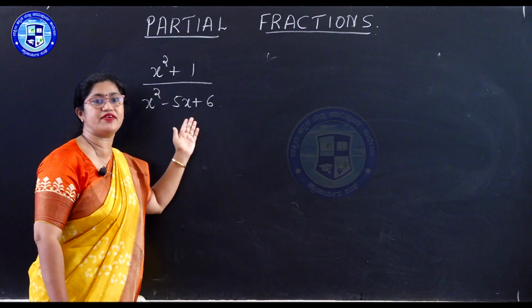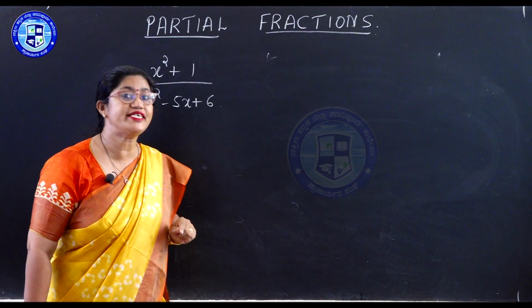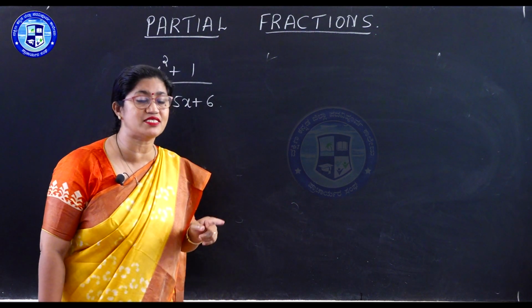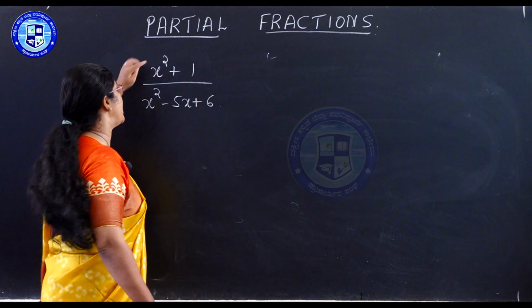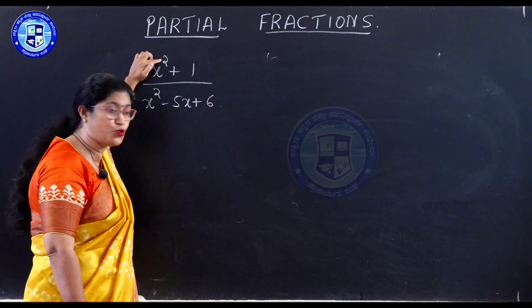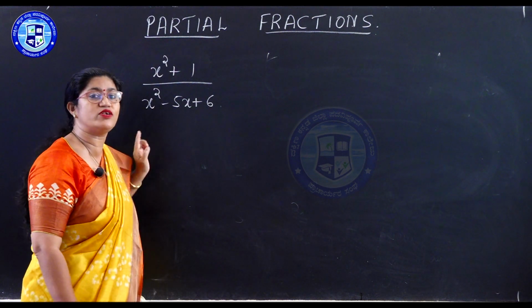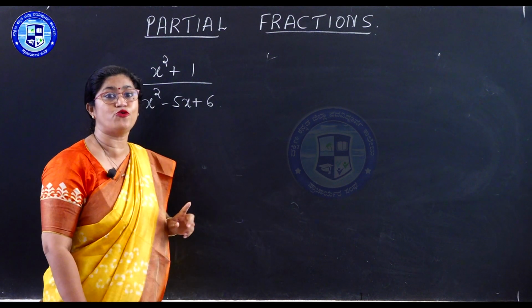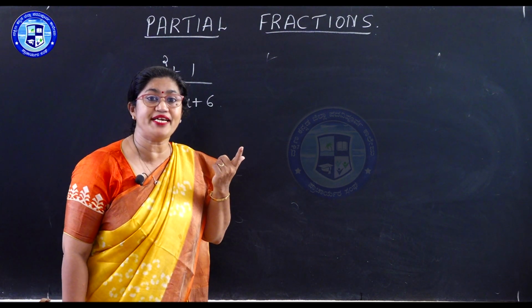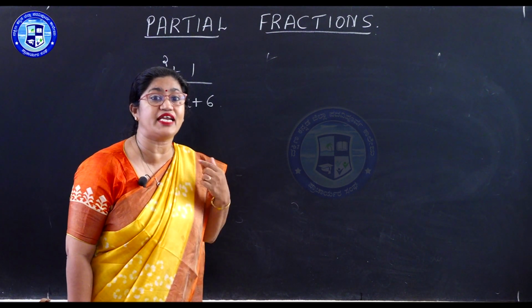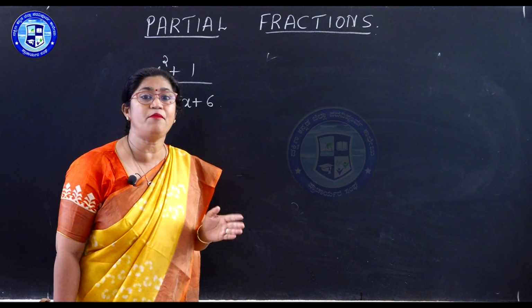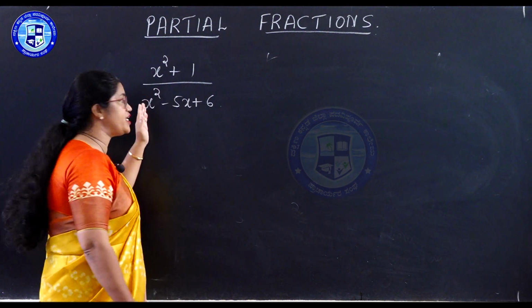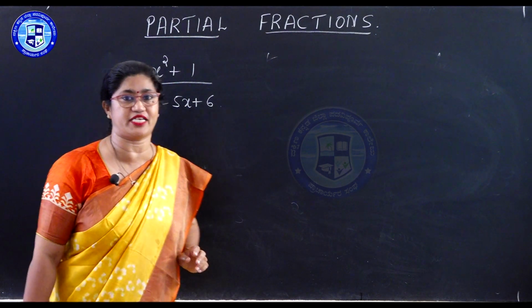Here minus 5x plus 1. Look at the degree of the numerator. Degree means highest power of x, and yes, the highest power of x is 2. Look at the denominator. What is the highest power of x? Again, highest power of x is 2. Degree of the numerator is 2, denominator is 2. If they are equal, what do we conclude? Improper fraction. So yes, this is an improper fraction.